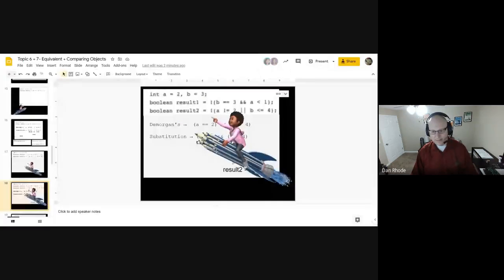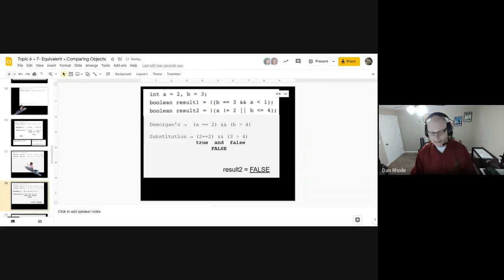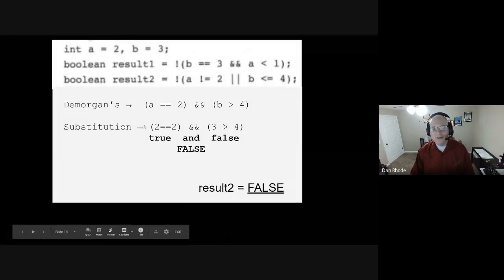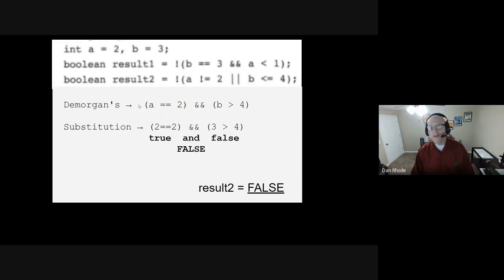All right. So on this one, first we do the flip. So with that flip there and the flip there, notice the 2 does equal 2, and 3 is not greater than 4. Yeah, okay. Phew. True and false results in a false.